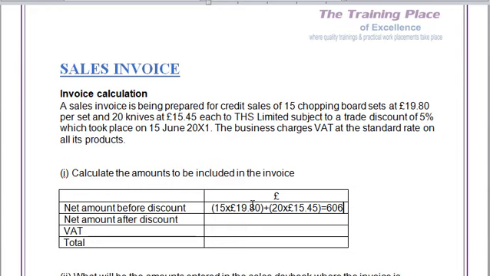Then we find the net amount after discount. That will mean we're looking at £606 that we want to deduct the discount from. We want to deduct the discount amount of 5%. So I can choose to multiply that by 95% straight away, or I can multiply 606 by 0.05, then I will deduct the figure I get from 606, and that will leave me with my net after discounts.